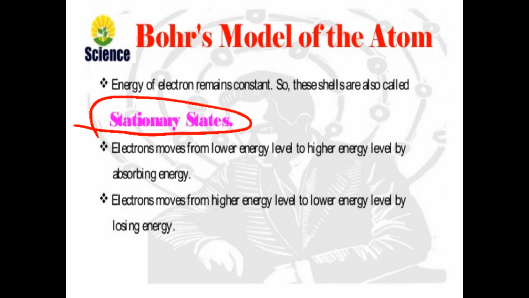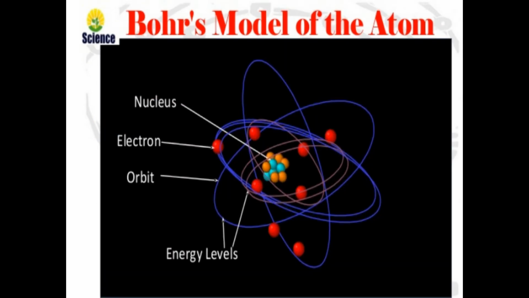Another postulate was that an electron moves from a lower energy level to a higher energy level when it absorbs energy, because the energy of the higher state is more than the energy of the lower state. So if an electron wants to jump from a lower to a higher energy state, it needs to absorb energy. In doing so, a photon or light energy is absorbed by the electron or atom. And when an electron moves from a higher energy level to a lower energy level, it must lose energy.